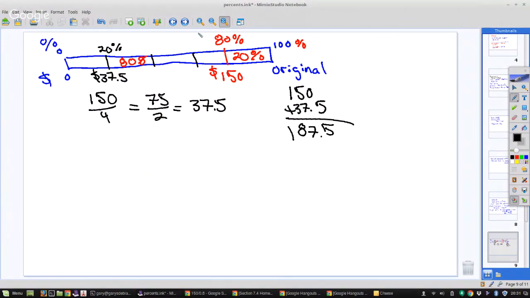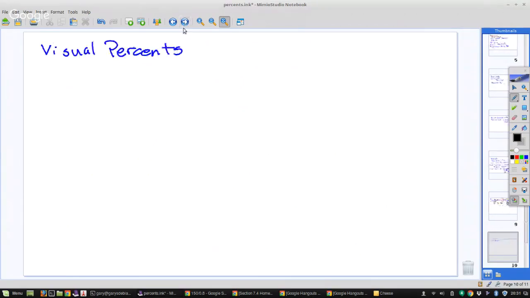All right. Let's see what we got next. All right, visual percentages. That's what we just did. Let's try another example. Suppose we have percent markup, percent increase. Examples of that are tax that you pay on something, getting a raise, or maybe you want to store and you buy something wholesale and you have to sell it retail, which means you have to mark it up a little.